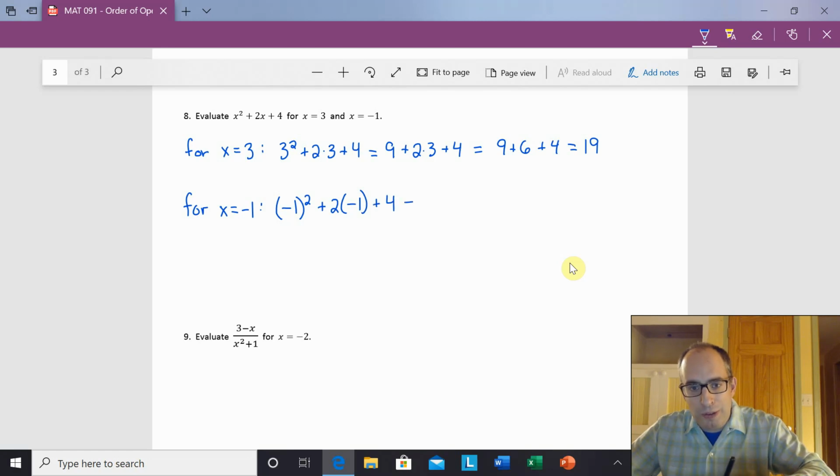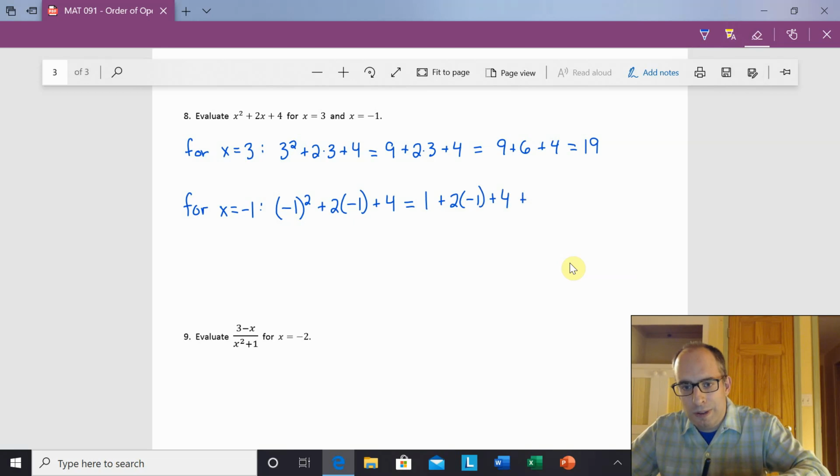But -1 squared is 1. Then I guess we're still going to have the multiplication, so the 2 times -1, and then the plus 4. So multiplication next, 2 times -1 is -2. So, oops, I need an equal sign. Erase. There we go. All right. So then that would be 1 plus -2, and then plus 4.